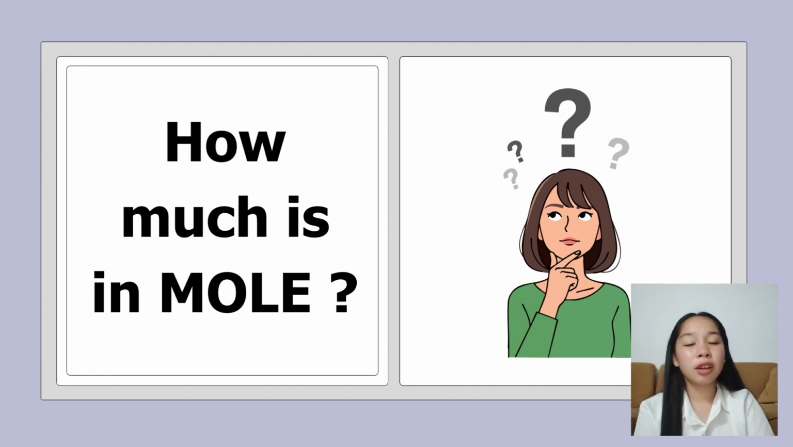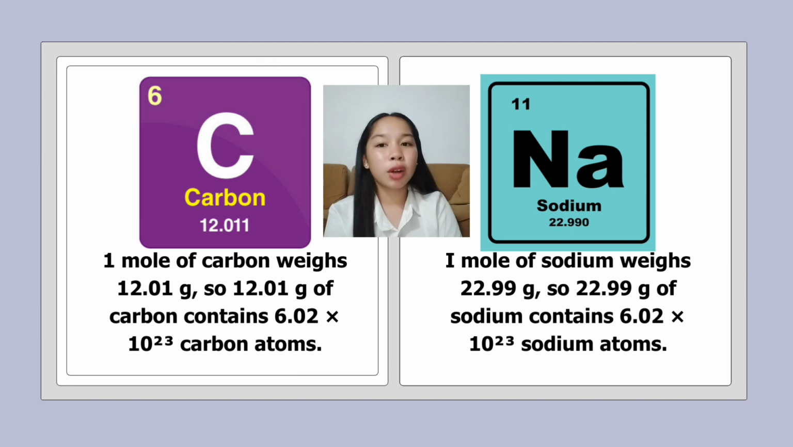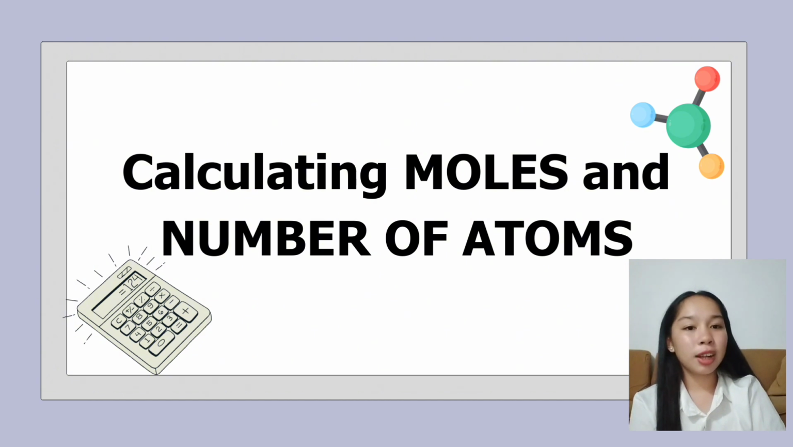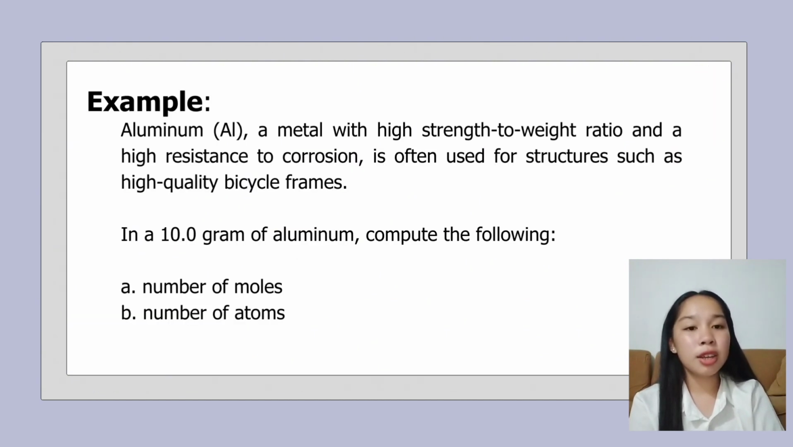So next, how much is in a mole? Different substances have different molar masses. For example, 1 mole of carbon weighs 12.01 grams, while 1 mole of sodium weighs 22.99 grams, but both contain the same number of particles, which is 6.022 times 10 raised to the power of 23.